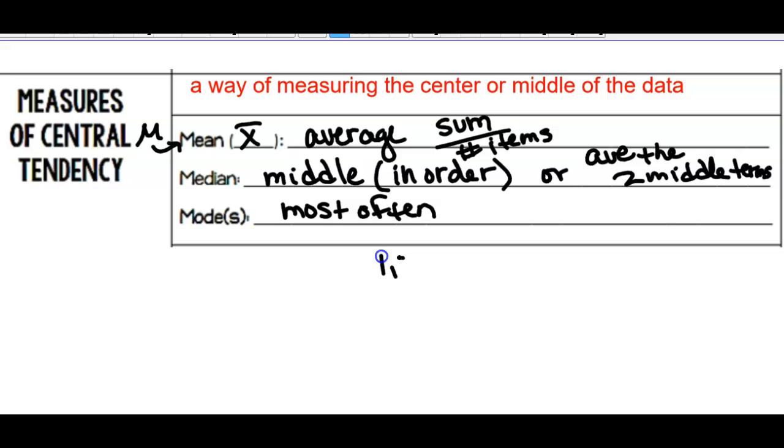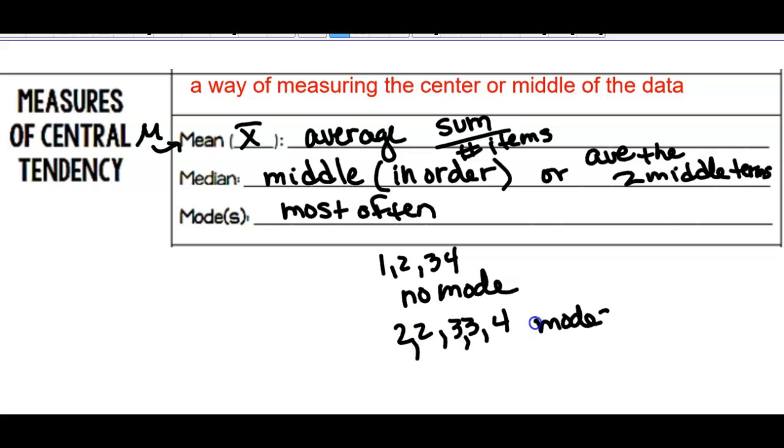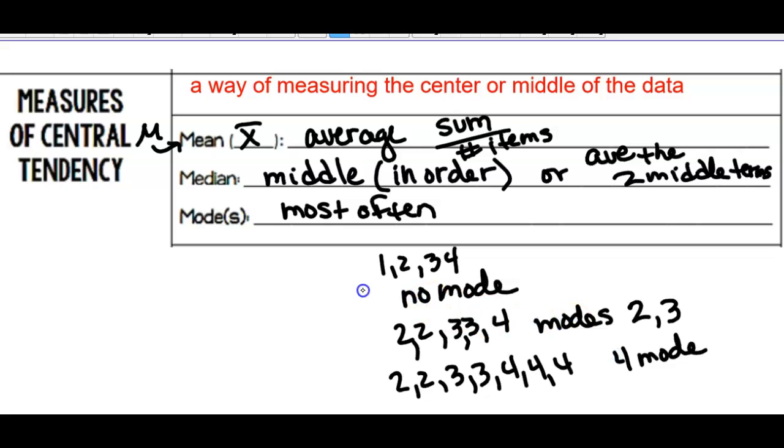If you have a list like 1, 2, 3, 4, there's no mode. If your list is 2, 2, 3, 3, 4, then the mode are both 2 and 3 because they both occur the same number of times as far as most often. If you had a list like 2, 2, 3, 3, 4, 4, 4, then 4 is the mode. Okay? So there can be none or multiple.